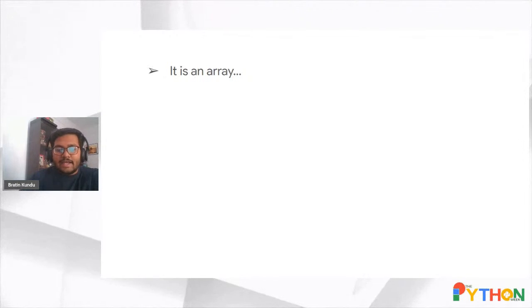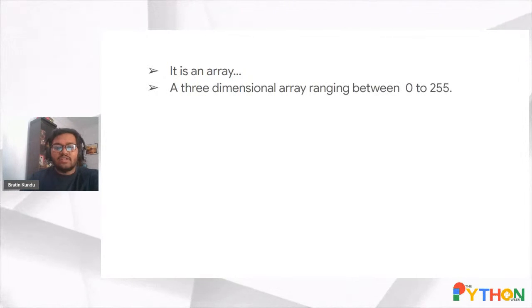So image is basically an array. And what kind of array? It is a three-dimensional array with values ranging between 0 and 255. Whenever you go to Google and check the color picker, at the bottom it asks you for three comma-separated values, that is, RGB values. So you can represent any colored image in the format of RGB.